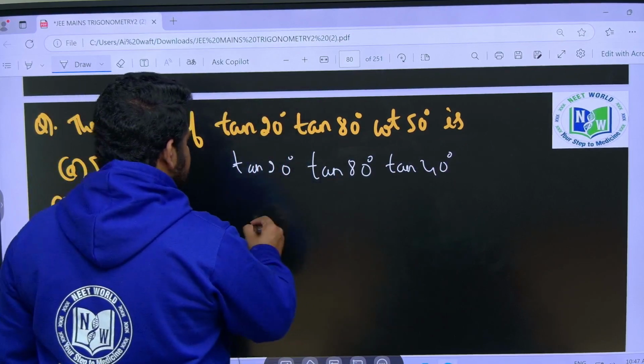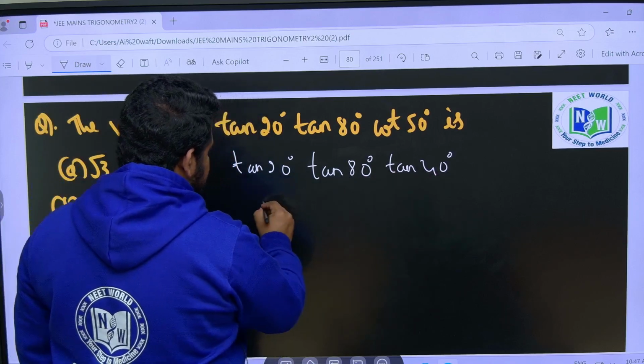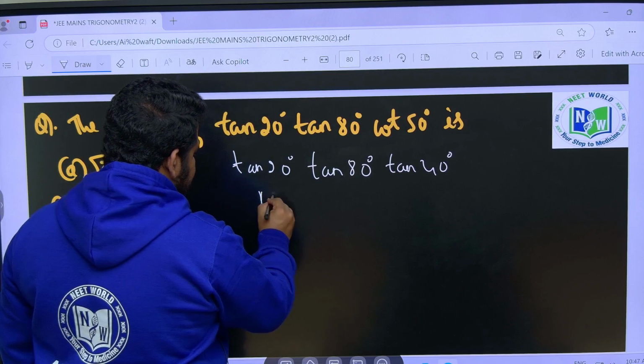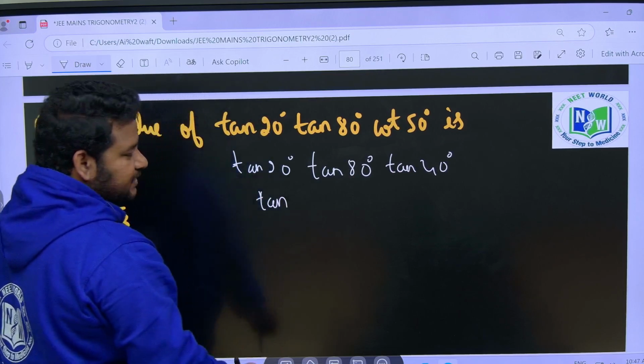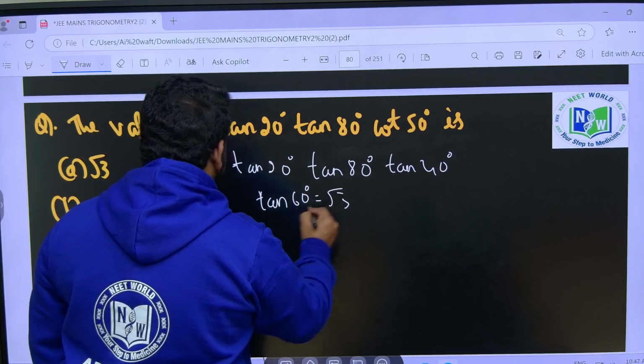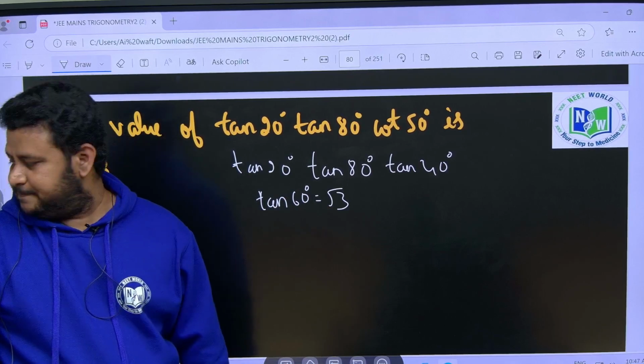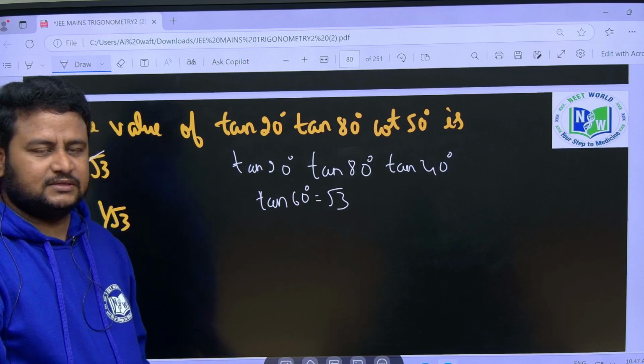So this I can write as tan A, tan(60 minus A), tan(60 plus A). So this will be tan 3A. Here A is 20 degrees, so tan 3A is tan 60 degrees. That is equal to what? Root 3. The answer is option A, root 3. Got it, friends? Simple. Okay, this is how you solve this question.